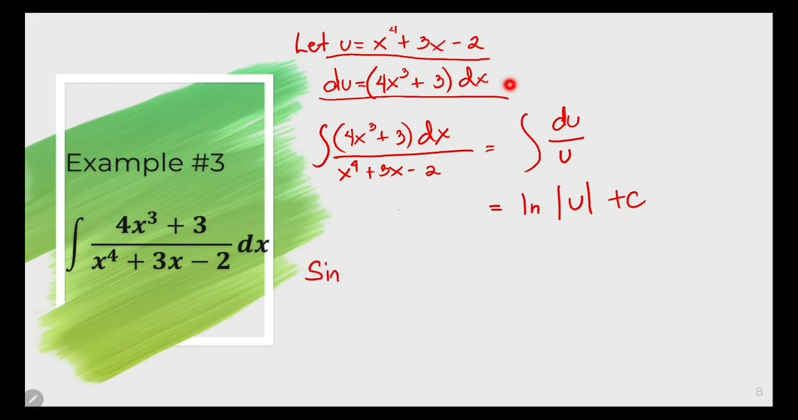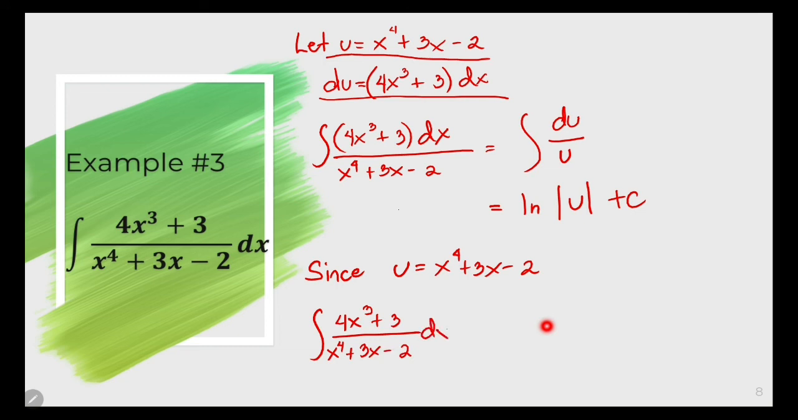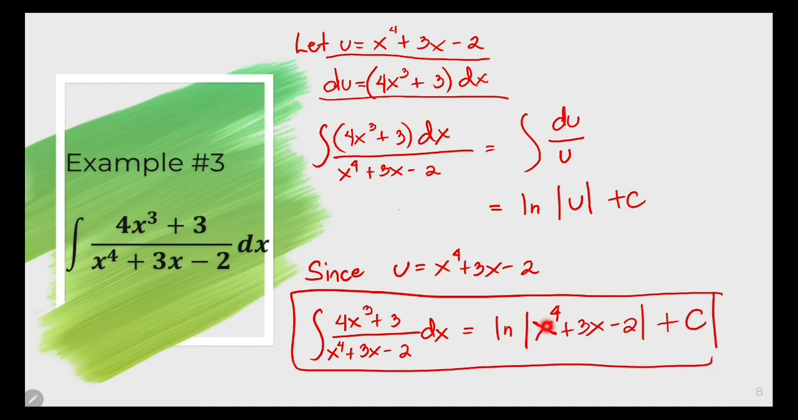And since u is equivalent to x to the power 4 plus 3x minus 2, we need to bring the variable x back. So the integral of the original expression, 4x cubed plus 3 all over x to the power 4 plus 3x minus 2 dx, is now equivalent to the ln of the absolute value of our u, which this time is x to the power of 4 plus 3x minus 2, plus c. And that's all.